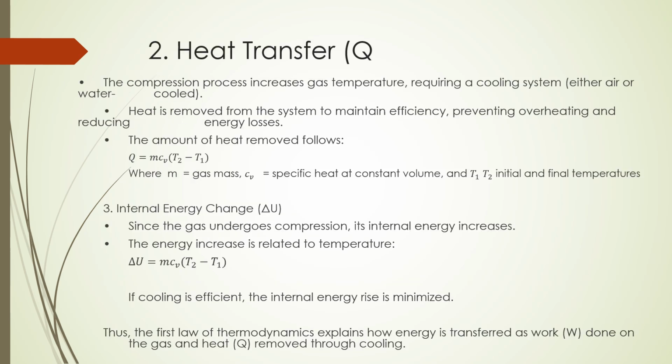Heat transfer. The compression process increases gas temperature, requiring a cooling system, either air or water cooled. Heat is removed from the system to maintain efficiency, preventing overheating and reducing energy losses. The amount of heat removed follows m, the gas mass, Cv, which is the specific heat at constant volume, and T1, T2, which are the initial and final temperatures.